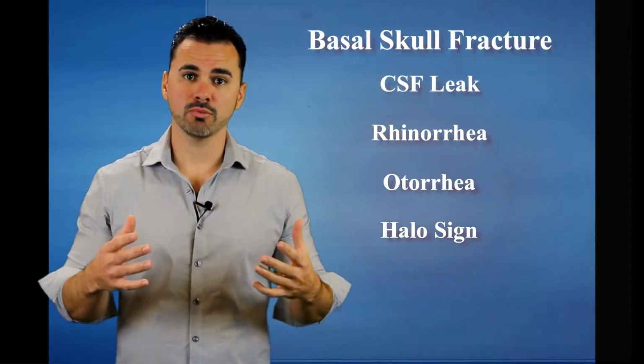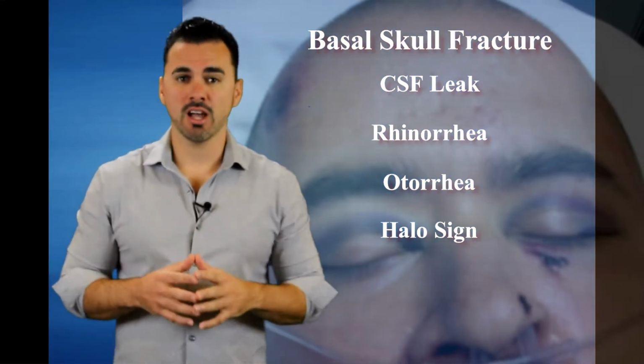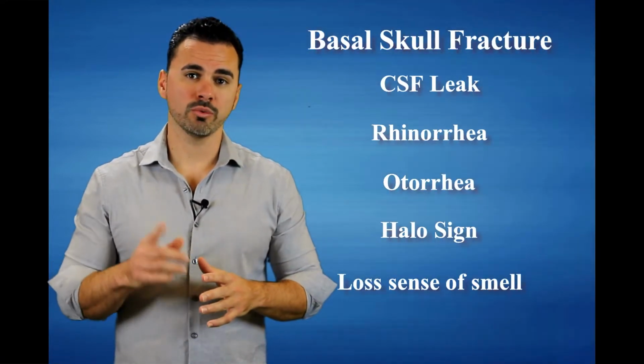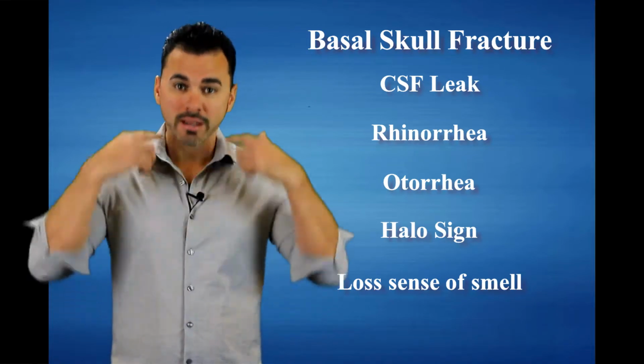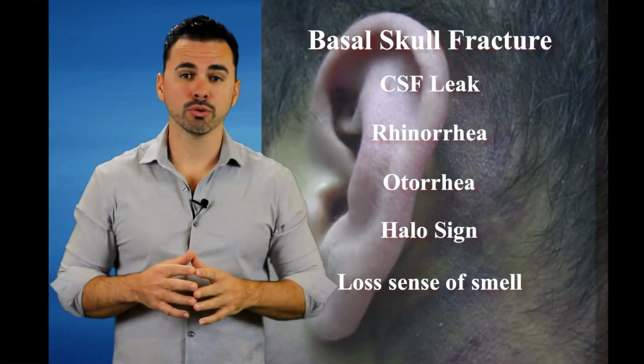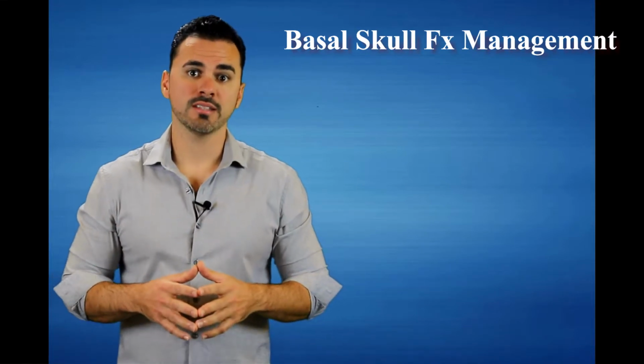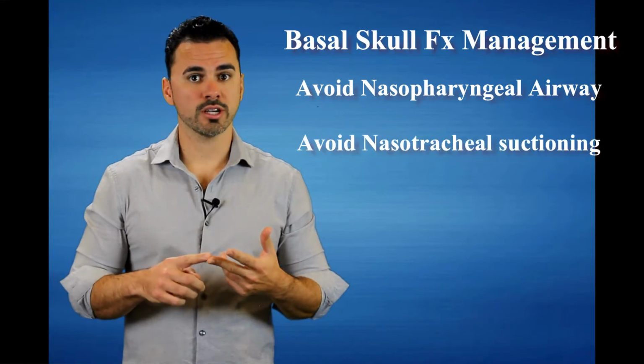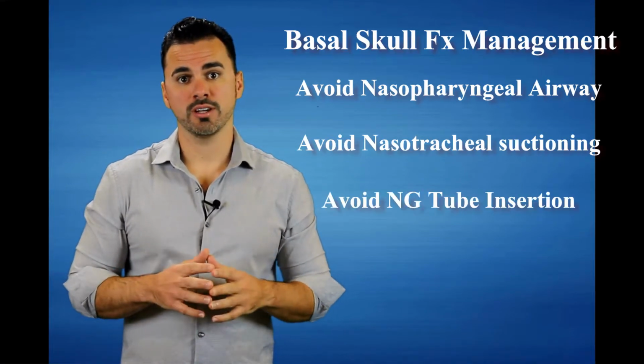Or you can see raccoon eyes. Patient can have a lost sense of smell. Basically, this is from damage to cranial nerve 1, which is the olfactory nerve. You might also see what's called a battle sign, or bruising behind the ears. For those patients with a basal skull fracture, it's important to avoid nasopharyngeal airways or nasal tube suctioning or the insertion of nasogastric tubes. Another type of injury is a closed head injury.